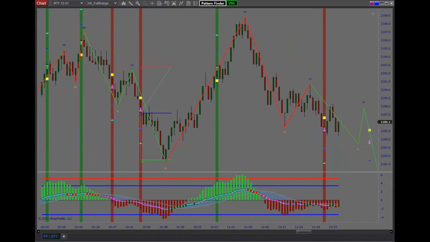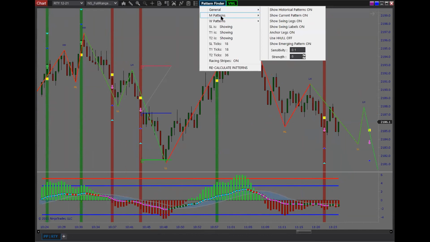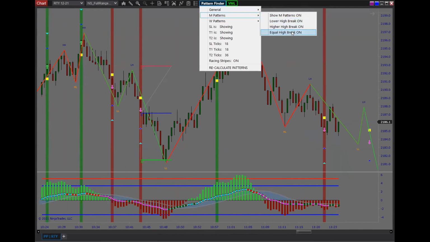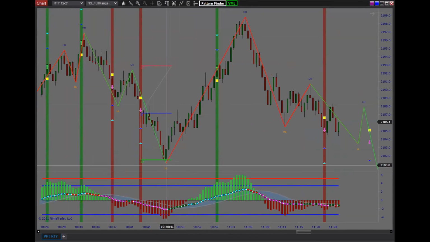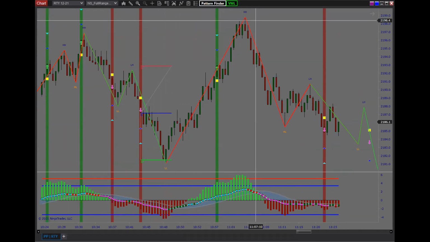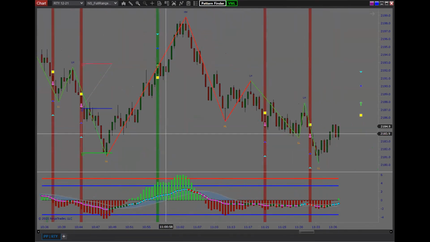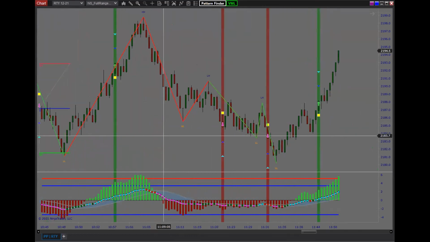You can turn off higher high breaks. Let's just see, higher break, equal high break. So yeah, you can't really set a filter based on that. Anyway, anytime you get a lower low to higher high, just remember, it might be wise to wait for a pullback.